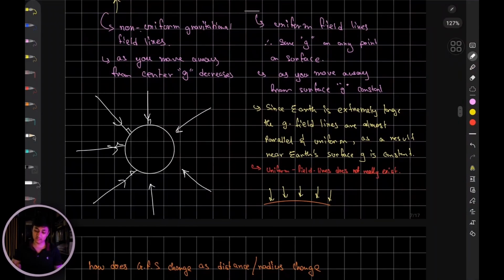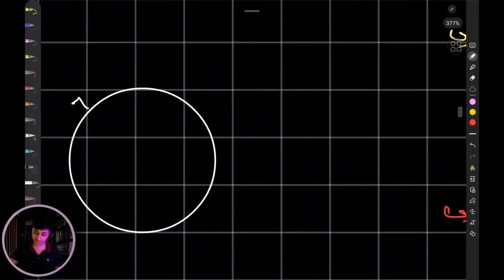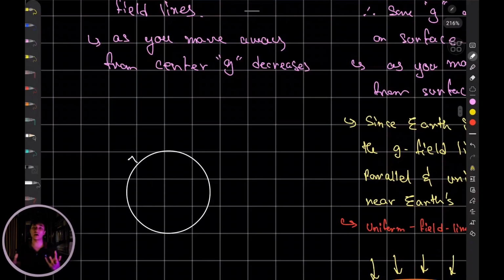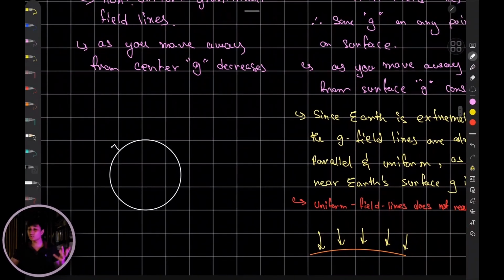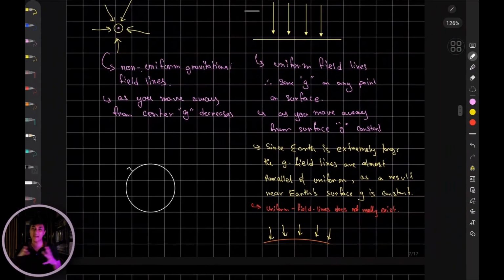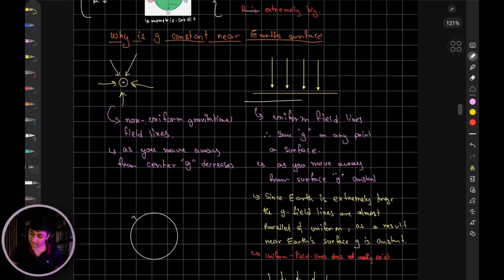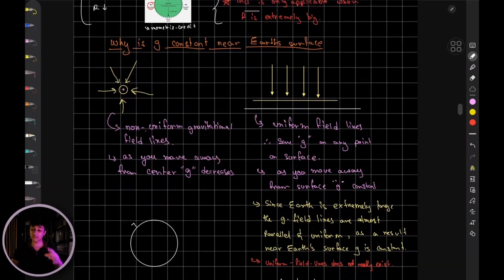Now what happens is, when you're really close to the surface, you cannot notice this curvature. You cannot notice that Earth is round. For example, if you go out on a walk, you're not going to notice the arc of Earth. You're not going to notice the curvature of Earth with your bare eyes, because Earth is massive, which is why the surface seems to be exactly straight, which is also why the field lines near the surface can be considered to be uniform, because it seems as though the surface is quite straight.